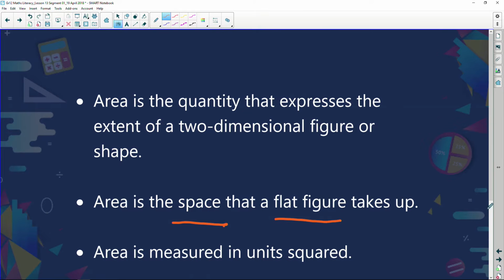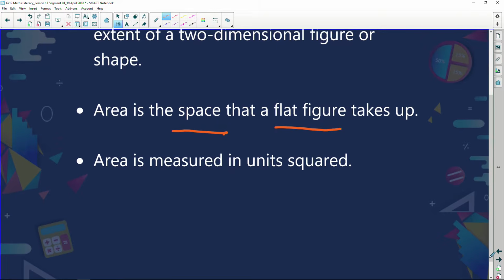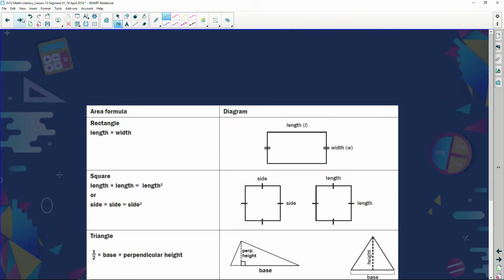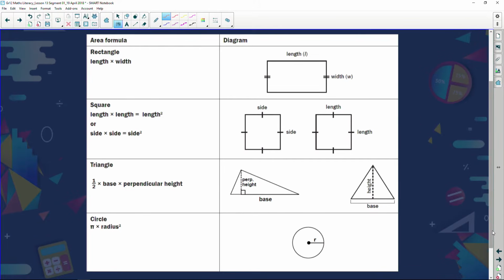Now, please remember, area is measured in units squared. And what we would probably measure area in is either millimeters squared, centimeters squared, meters squared, or even kilometers squared. Let's have a look here at some formulas that you may require when doing this section on area. So I could ask you to calculate the area of a rectangular shape. And area, quite simply, for a rectangle is just length times breadth, or length times width.